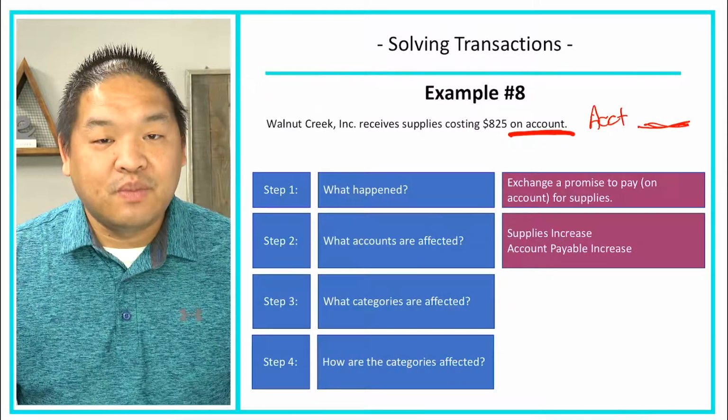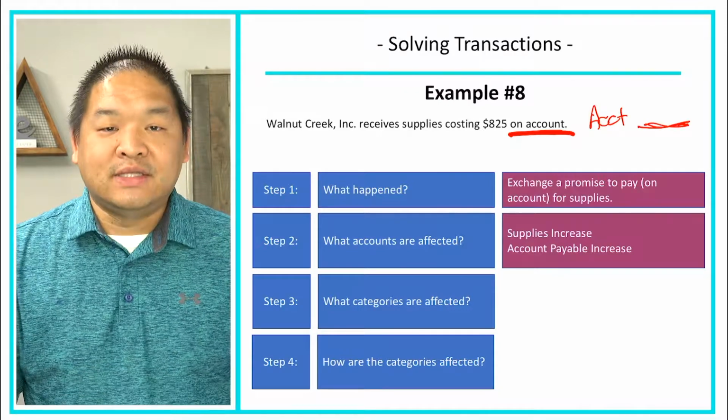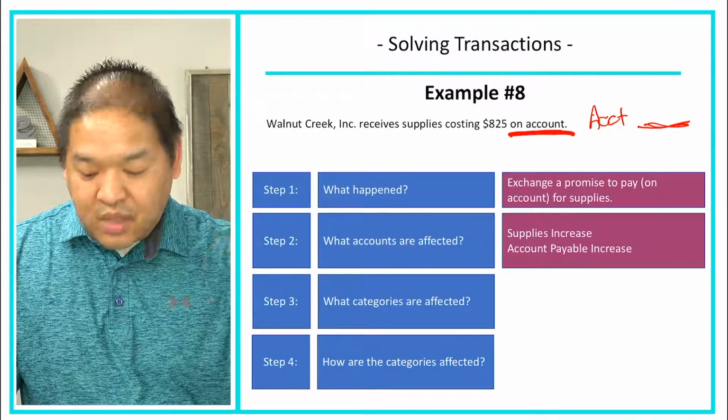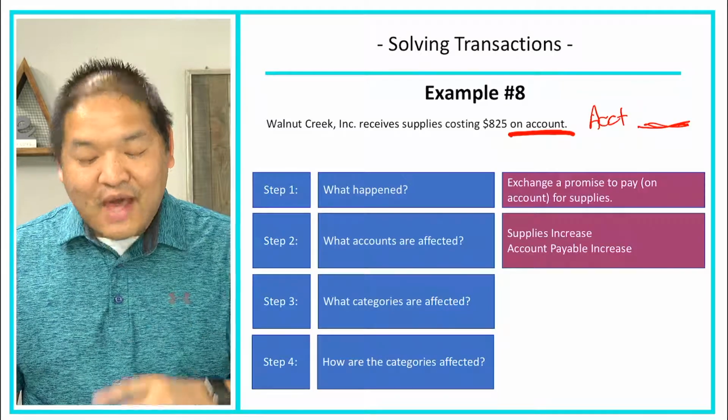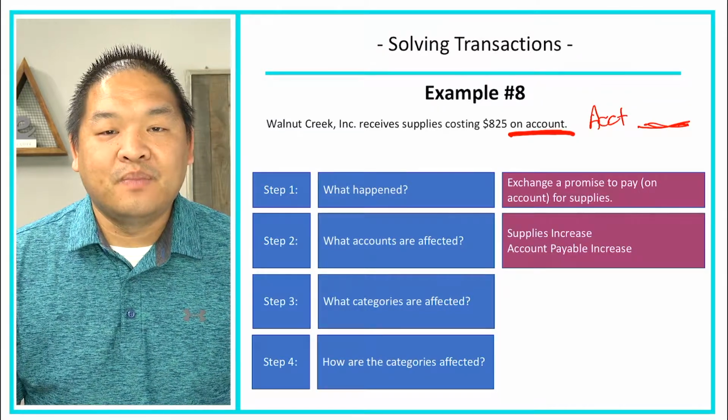Does it provide me future benefits? Absolutely, it does. I can use it to write notes and so on. So supplies is an asset. What about accounts payable?